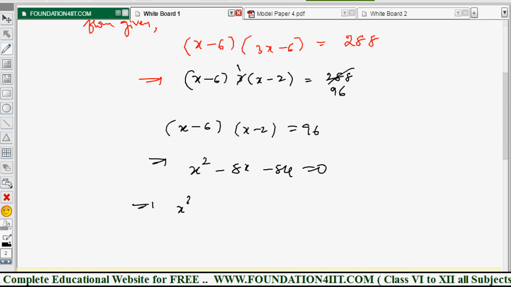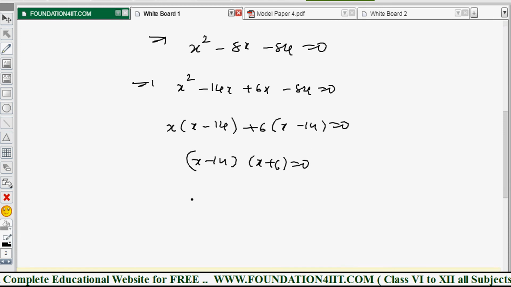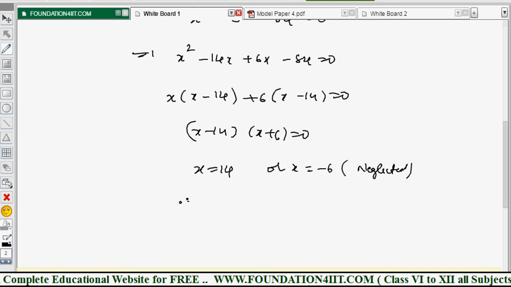And split the middle term: x square minus 14x plus 6x, because minus 14 plus 6 is minus 8, and minus 14 times 6 is minus 84. Minus 84 is equal to 0. And take x common, just solving the quadratic equation: x minus 14 into x plus 6 is equal to 0. Therefore, x is equal to plus 14 or x is equal to minus 6. So this is neglected, as there is no negative age. Therefore, x is equal to 14. So the present age of the son is 14 years.